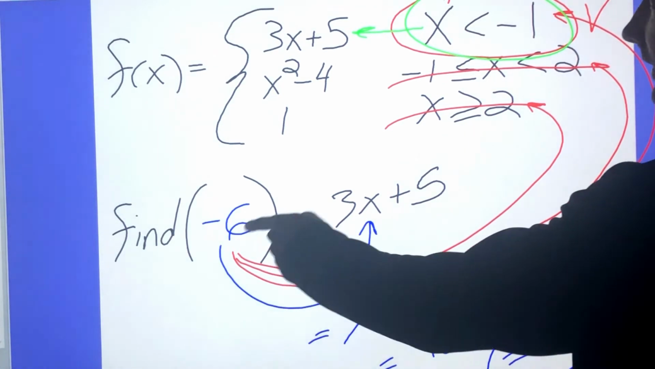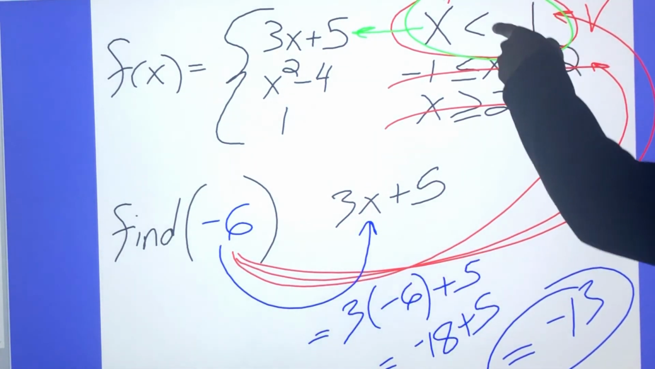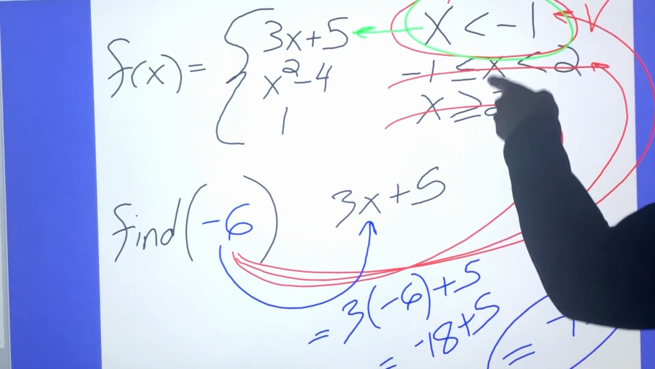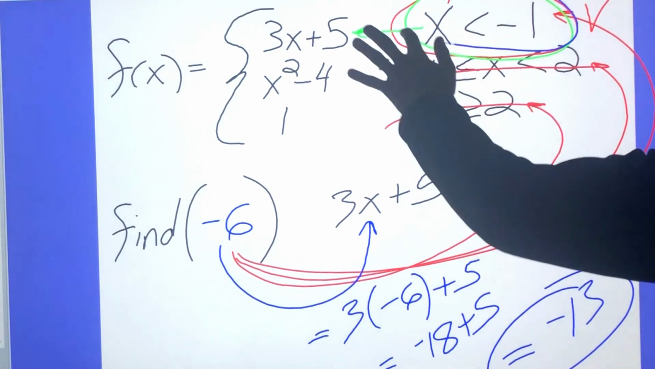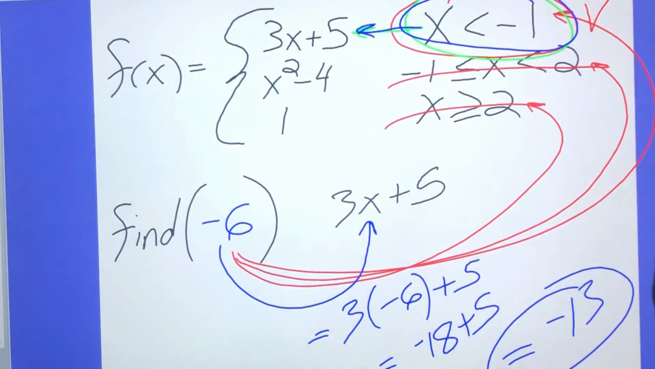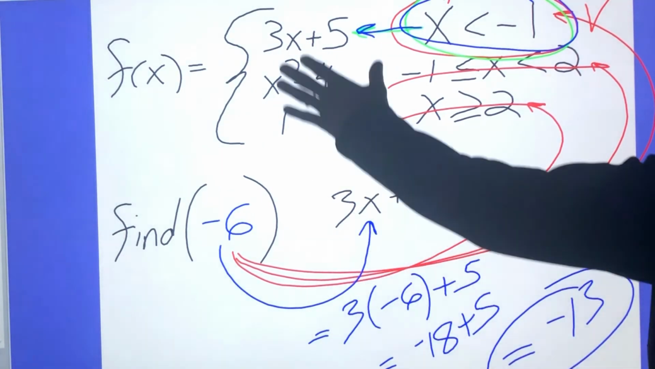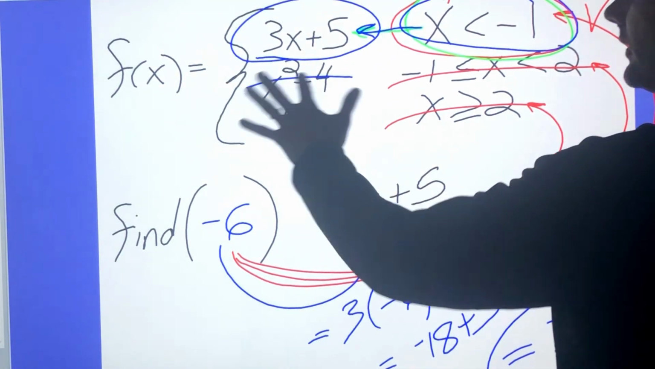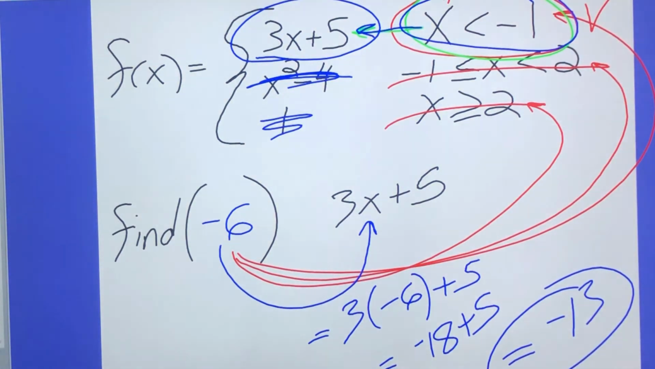So what is f of -6? Plug into the inequality first that represents -6. That would be up here. Look at the function associated with -6: x is less than -1 for -6. So I'm only going to be looking at this function. All other functions no longer exist on this piecewise function, and I want to evaluate it for that function.